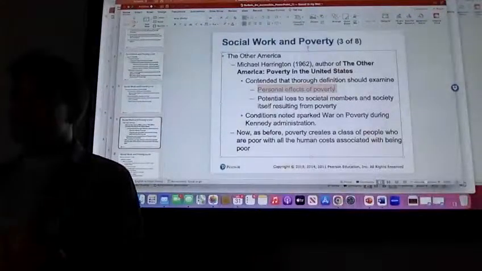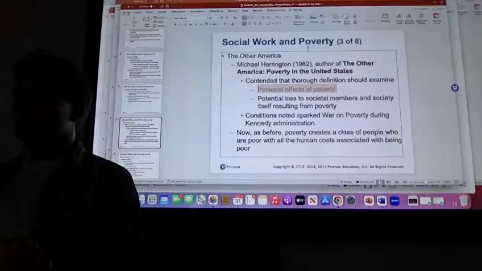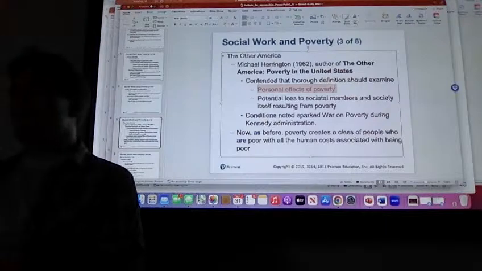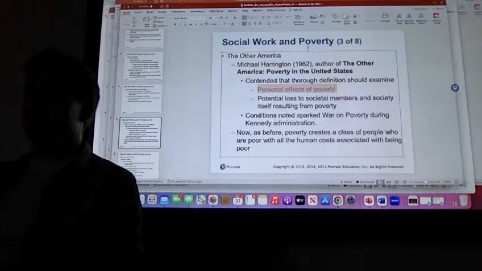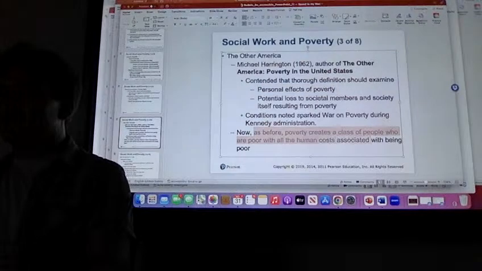So conditions noted sparked a war on poverty during the Kennedy administration. So that was JFK, the president who was shot in 1963. So potential loss to societal members and society itself resulting in poverty. And then it said, now as before, poverty creates a class of people who are poor with all human costs associated with being poor.